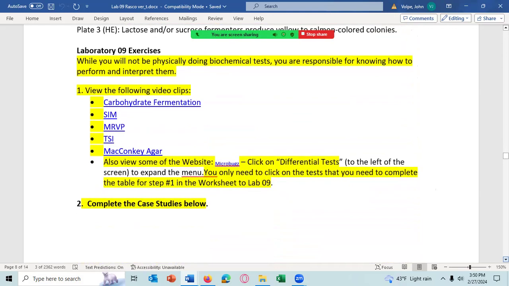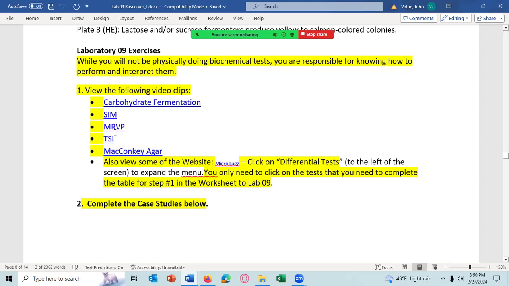All right. So you're not going to be physically performing any of these biochemical tests because everything we're doing is going to be online, but you will be held responsible for knowing how to perform and interpret each of these tests. We have video clips on the carbohydrate fermentation test here, the SIM test here, the MR and the VP test here, the triple sugar iron or TSI test here, and the MacConkey's agar test there.